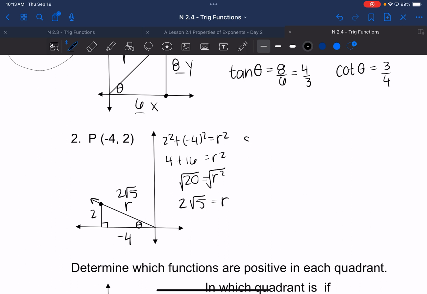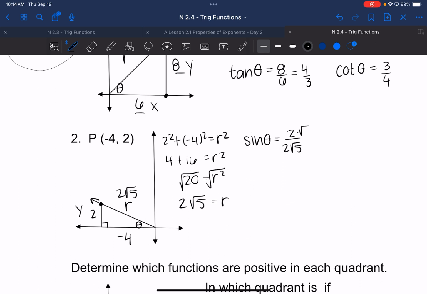All right? So we're starting with sine. Sine, remember, is y over r. So what's y over r for us? 2 over 2 square root of 5. Good. 2 over 2 square root of 5. Okay. But we don't leave a radical in the bottom of a fraction, right? So how do I fix that?